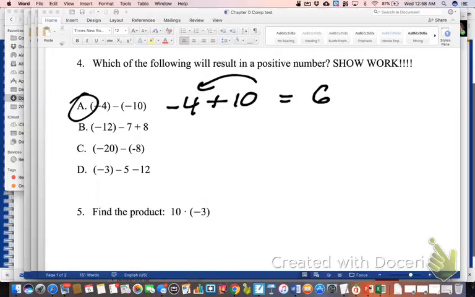For number 5, it says find the product. 10 times -3 is going to be -30 because 10 times 3 is 30. When you've got one negative in there, it makes the entire product negative.